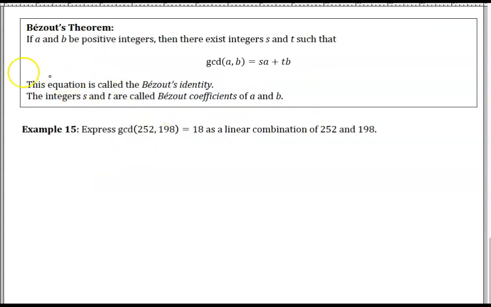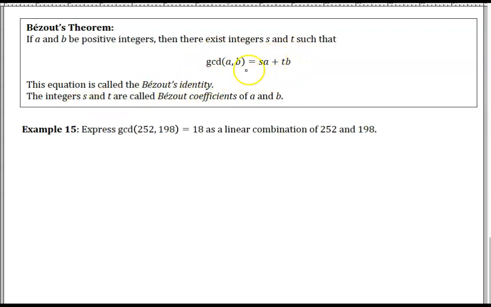Okay. Now I'm going to introduce what are called Bezout coefficients. Bezout's theorem says if A and B are positive integers, then there exist integers S and T such that the greatest common divisor of the two integers A and B can be written as SA plus TB. So basically, I want to write the greatest common divisor of A and B as a linear combination of the two integers. And the reason for this will become apparent in the next section, where we're going to do some work with the Bezout coefficients.